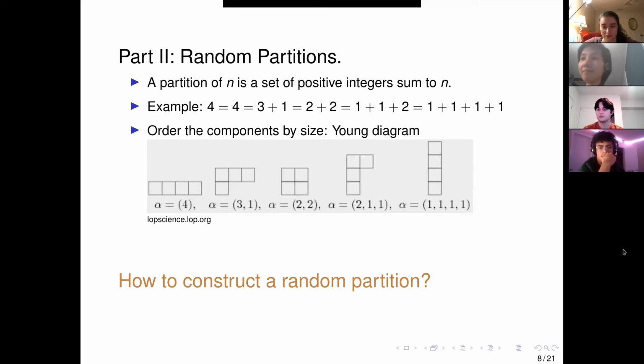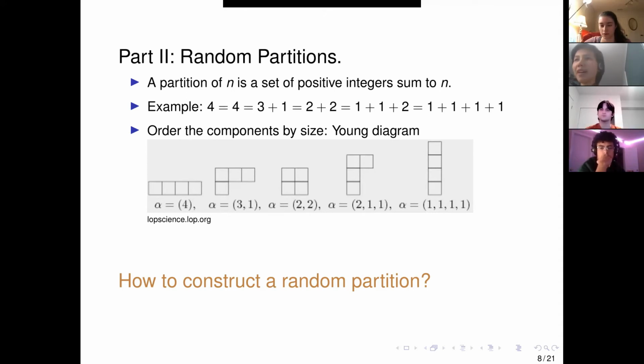Choose k randomly, uniformly randomly between 1 and n. And then you choose some other j uniformly randomly between 1 and n minus k, and then you choose L between 1 and n minus j minus k, and you keep doing that iteratively until you have a partition of n, basically.